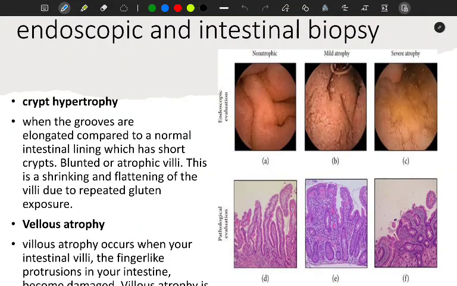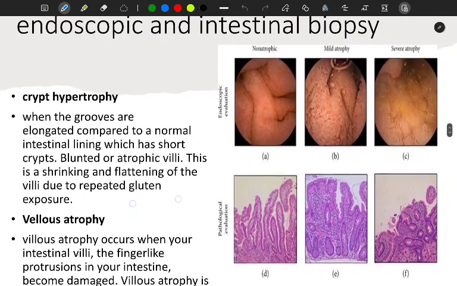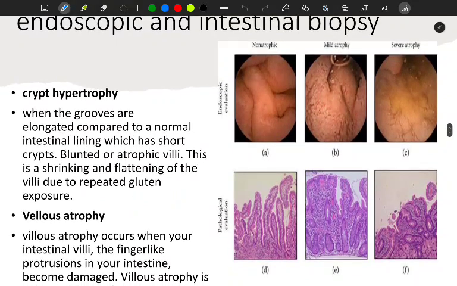Endoscopic intestinal biopsy shows crypt hypertrophy and villus atrophy. The fingertip-like protrusions, they will lose this structure. And as you can see, A is non-atrophic, then mild atrophy, and severe atrophy.